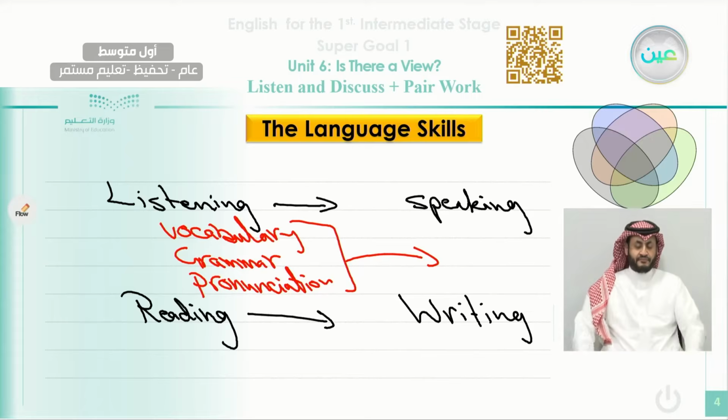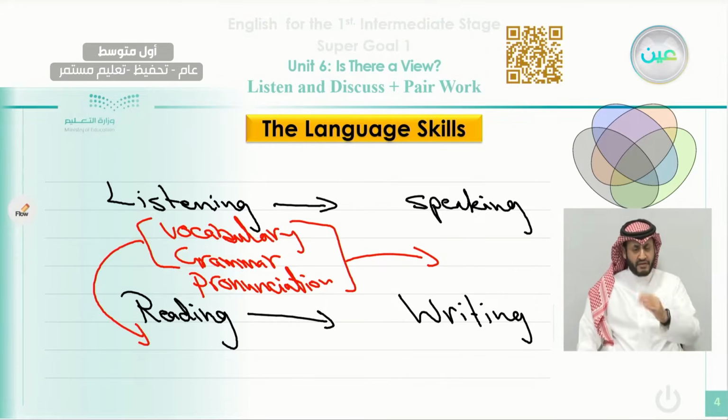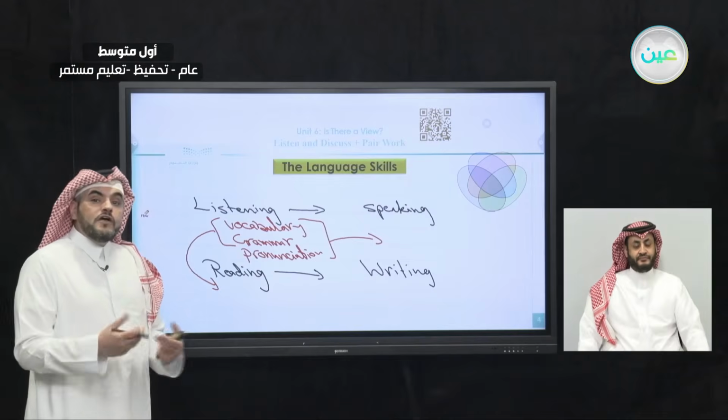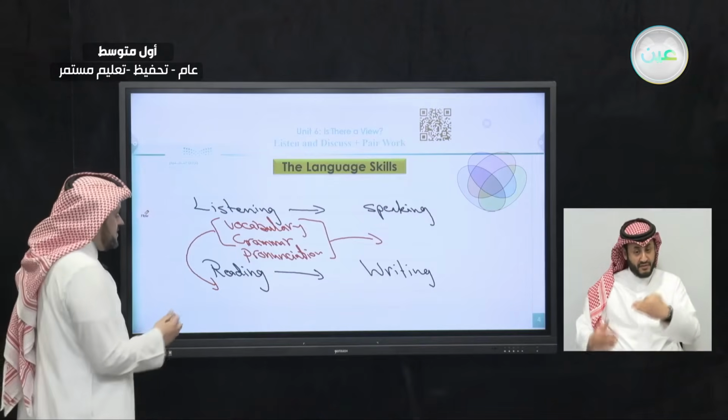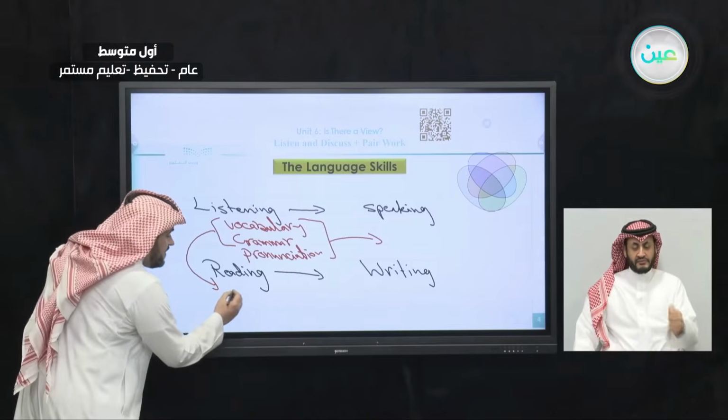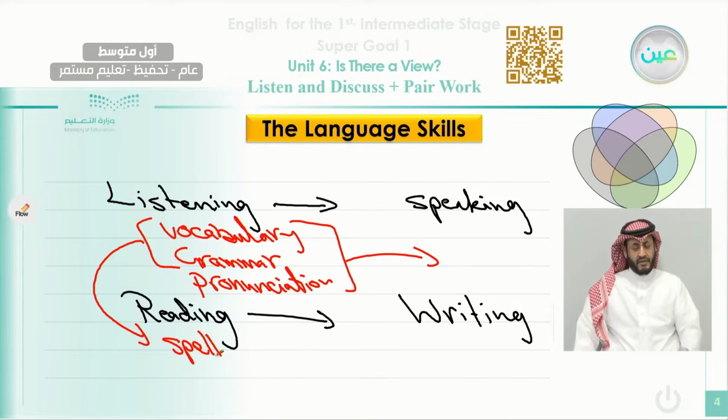Also, during reading, you will have the same two minor skills, vocabulary and grammar. You can get vocabulary and grammar from your reading, but you have 3 more minor skills. What are these 3 more minor skills? The first one is spelling. If you read good text, that will impact your spelling. What else? You are also going to have good punctuation.